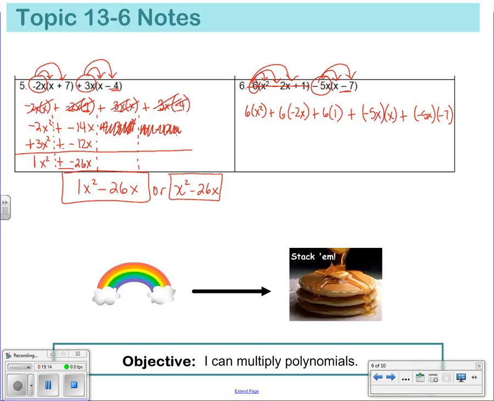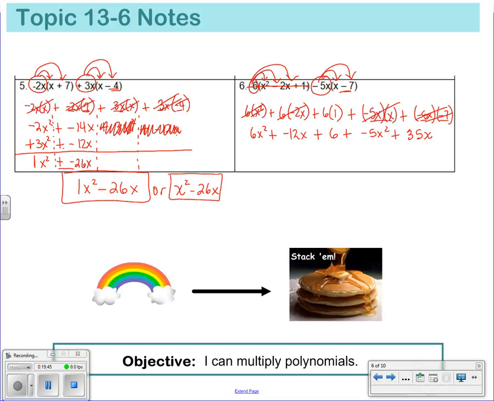So let's multiply it out. We have 6 times x is 6x squared, plus 6 times a negative 2, that's a negative 12x, plus 6 times 1 is 6, plus negative 5x times x is going to give us a negative 5x squared, plus negative 5 times a negative 7 is a positive 35, and then we still have an x.